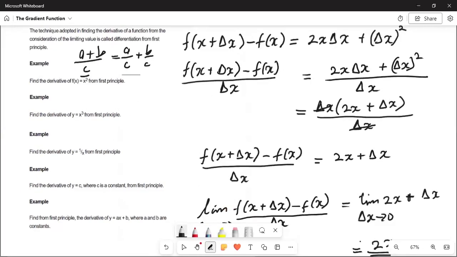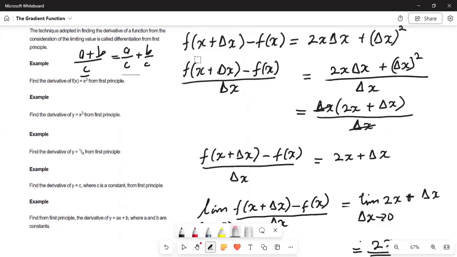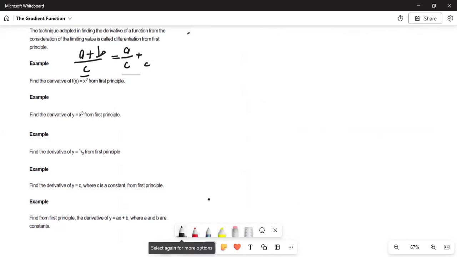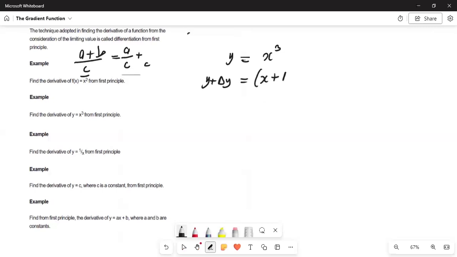The second example is to find the derivative of y = x³ from first principles. Let's make some room on the board and work on that. So if y is x³, what will be y + Δy? y + Δy will be (x + Δx)³. And (x + Δx)³ means we are going to multiply x + Δx by itself three times: (x + Δx) times (x + Δx), then times (x + Δx).